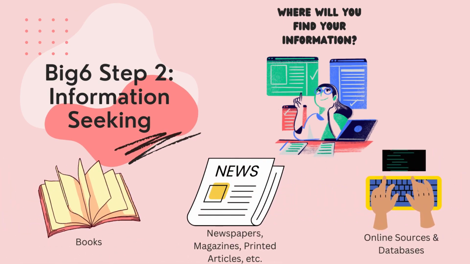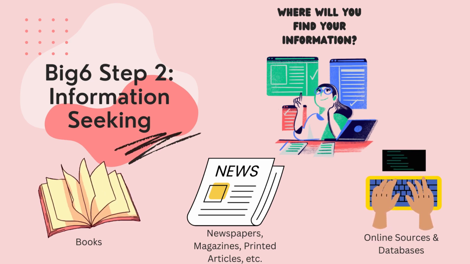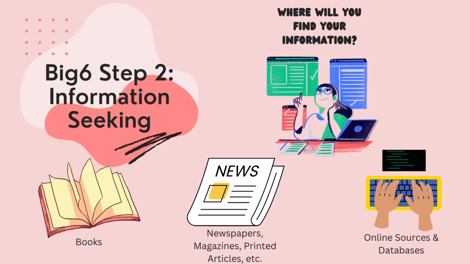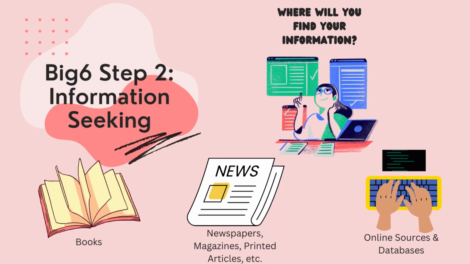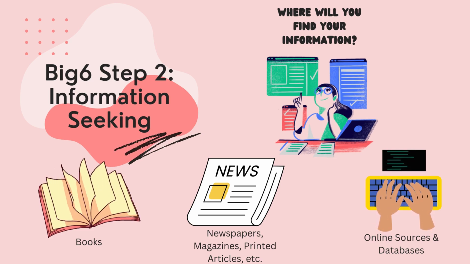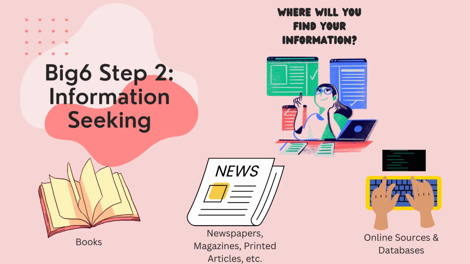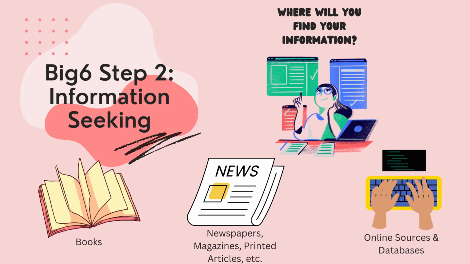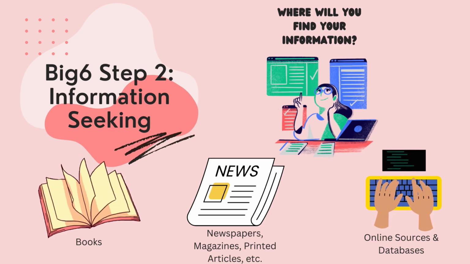The second step of the Big 6 model is information seeking strategies. Basically, you're going to decide where you're going to find your information. Are you going to find your information in books? Are you going to find them in newspapers, in articles, and magazines that are printed? Or are you going to use online resources and databases? There's no wrong answer for this, and you might come back to this step later to reevaluate what sources might be better or the different types of medium of sources for you to use in your research.